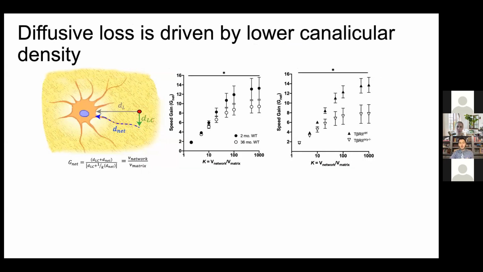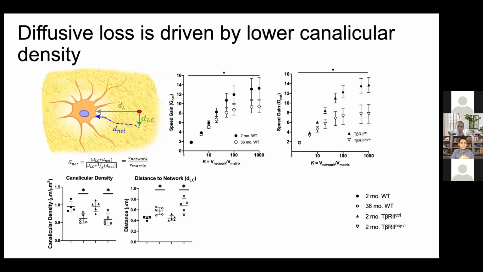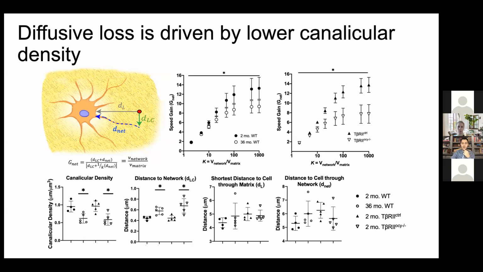So this diffusive loss that we've discussed earlier, again, is a mathematical approach we can use given these nodal maps, and is primarily a result of a loss of canalicular density within these networks that increases the distance from any point in the matrix to the network. So the path length is longer there because we have less canalicular path choice availability, and not so much other aspects of the network that are also measured, including paths from every canaliculi to the cell or other aspects. So this is driven primarily by a loss of the canalicular density.